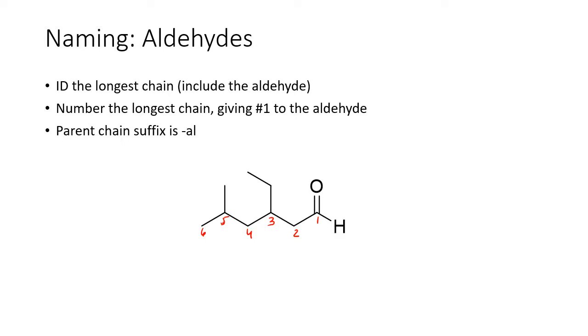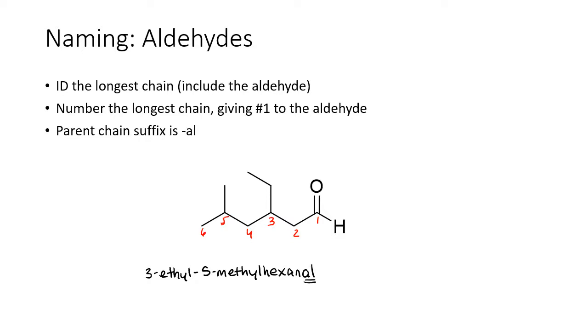So we have a methyl group on carbon 5. We have an ethyl group on carbon 3. So in alphabetical order, we have 3-ethyl, 5-methyl, and then to name our chain, we have a 6-carbon chain, which is going to use the prefix hex. And typically a 6-carbon chain would be hexane. Instead, we're going to remove the E and replace it with al, so we get hexanal.